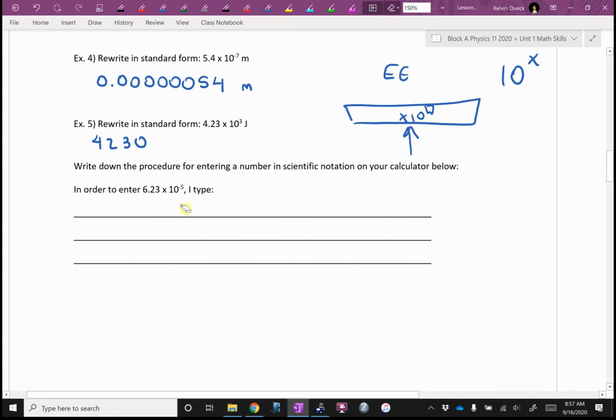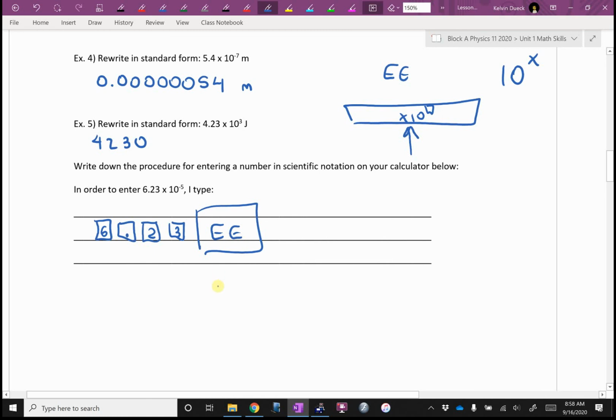In order to type 6.23 times 10 to the -5, I type, all of you will hit a 6. All of you will hit a decimal. All of you will hit a 2. All of you will hit a 3. Will you press times? No. Will you type 10? No. Instead, you're going to now put your scientific notation button there. For us on TI land, it's EE.